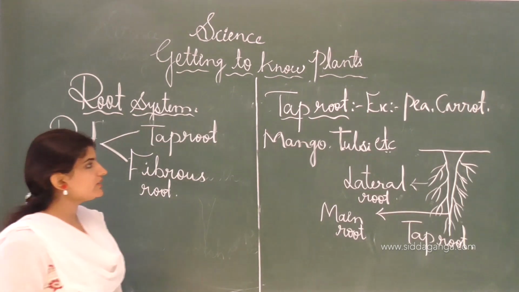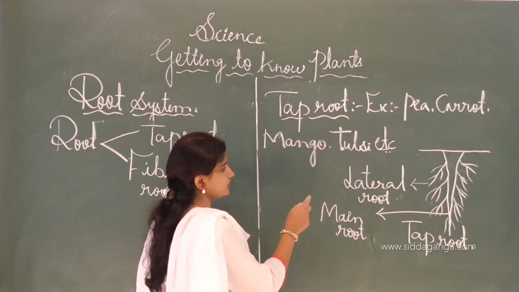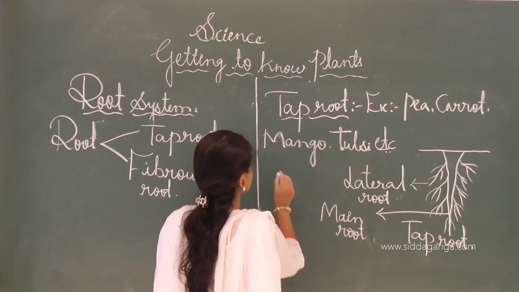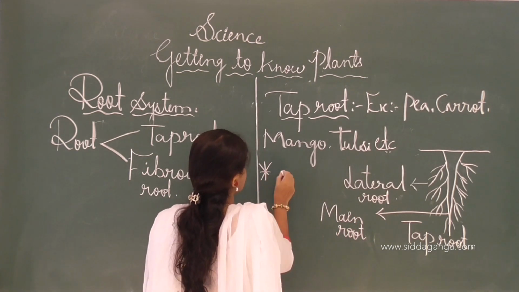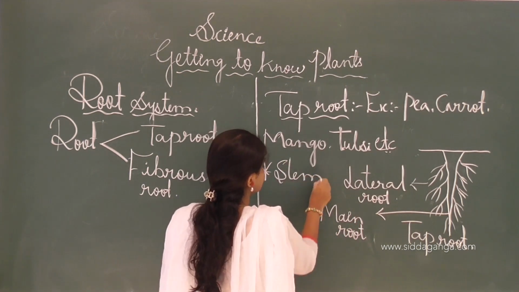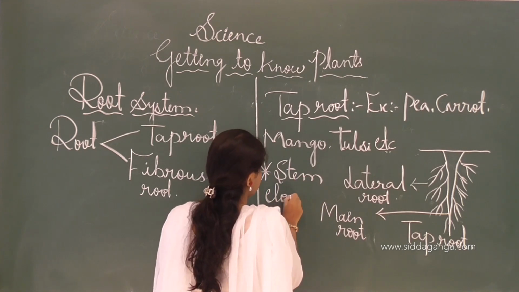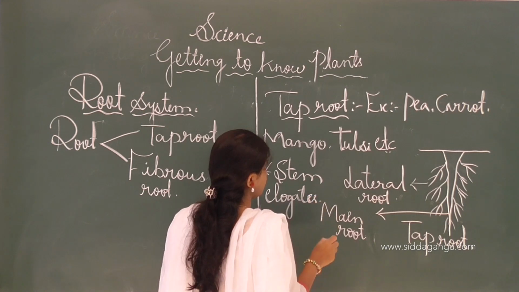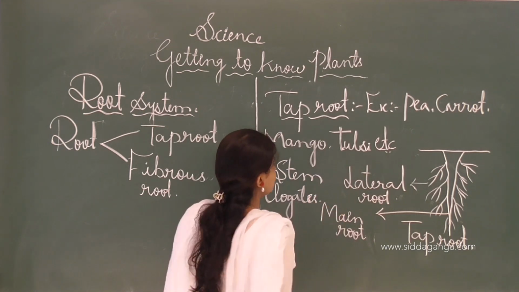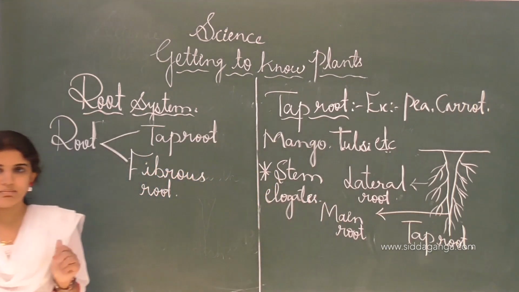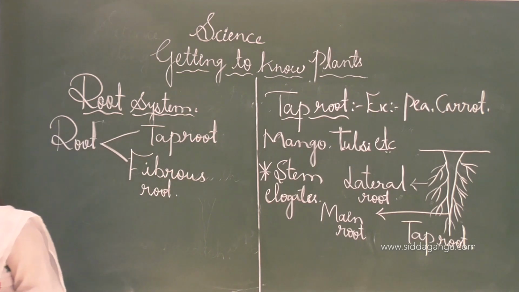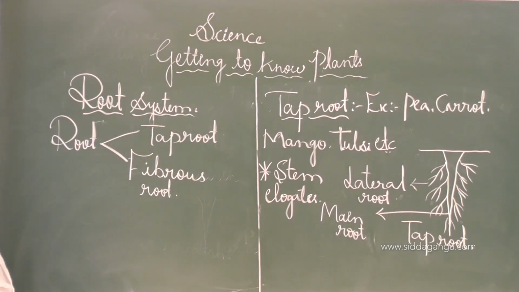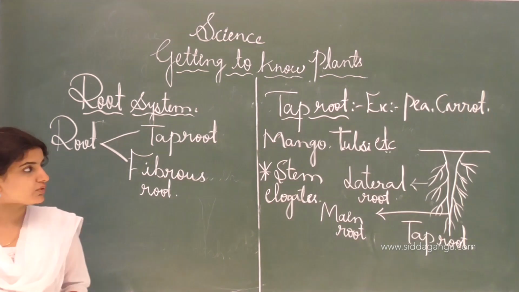The stem elongates to form a tap root. See, the main root will be formed. The stem elongates to form the main root. See, this is the diagram of a tap root. Next we shall move on to the fibrous root.